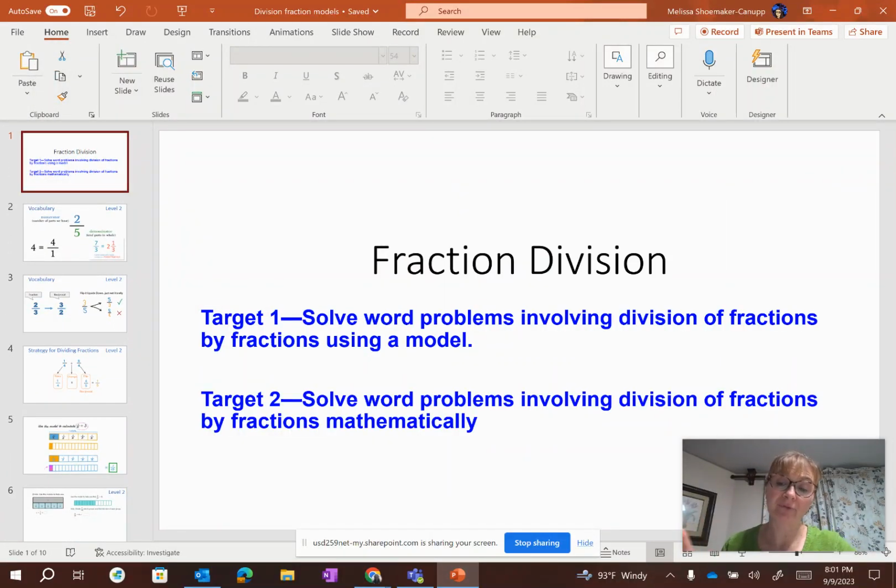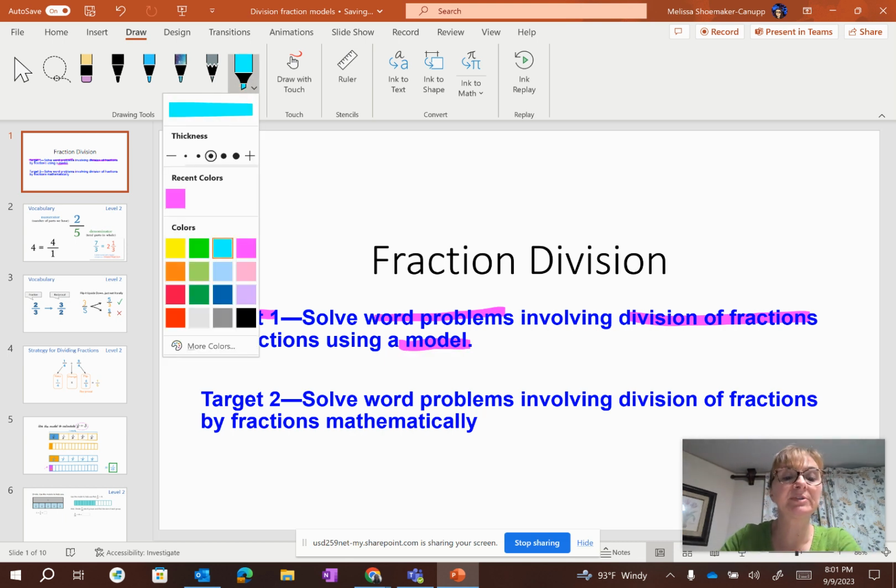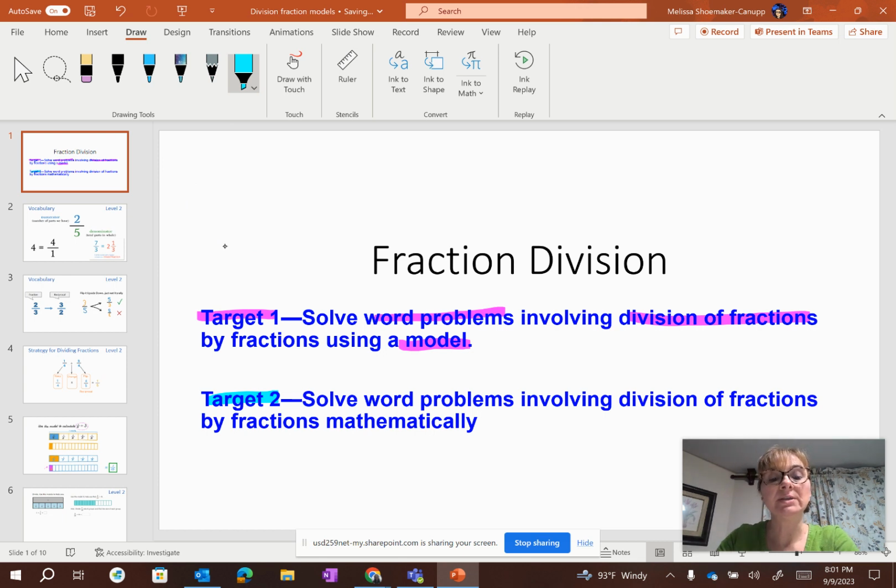Today we're going to start learning about fraction division, and we have two targets on this. They really kind of blur together, so we're going to take a look at both of them at the same time. Target 1 wants us to solve word problems involving division of fractions using a model. The only difference between that and target 2 is that we are solving it mathematically. You see, it's still word problems, it's still division of fractions, but we are looking at the math.